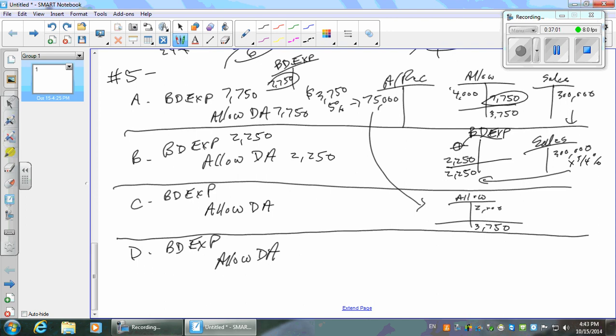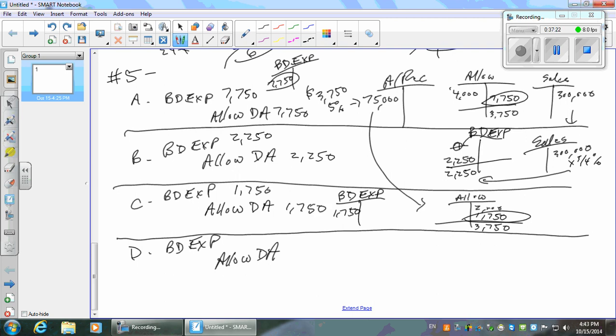How are you going to make that happen? It only needs 1,750 in here, and what account are you going to go to with that? Bad debt expense. Wow. 1,750. It's not bad, is it, everybody?